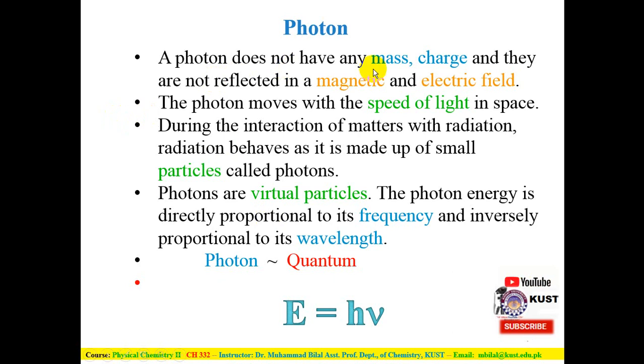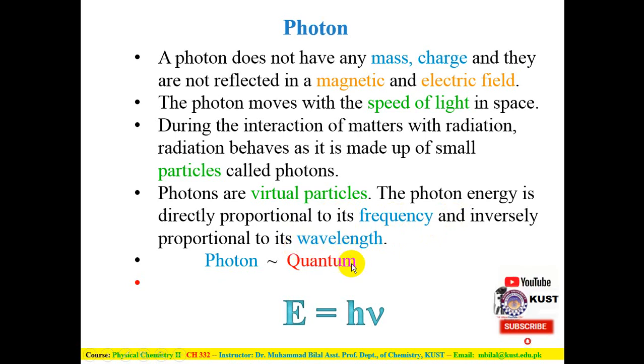A photon doesn't have any mass or charge, and it is not deflected by magnetic and electric fields. The photon moves with the speed of light in space. During interaction with matter, radiation behaves as if made of small particles, which Einstein named photons. Photons are virtual particles, and the photon energy is directly proportional to their frequency. The higher their frequency, the higher their energy, and it is inversely proportional to their wavelength.